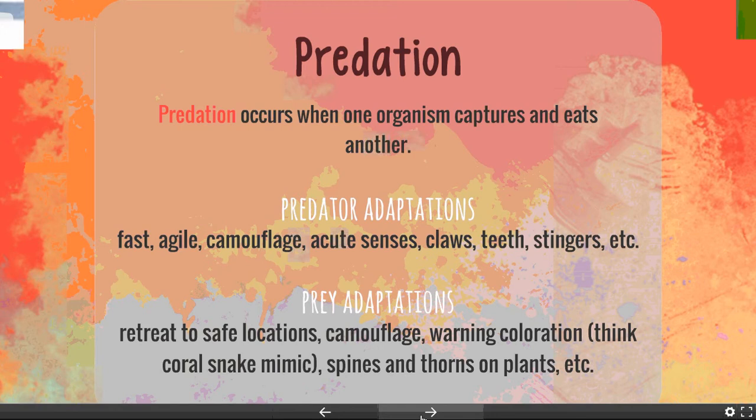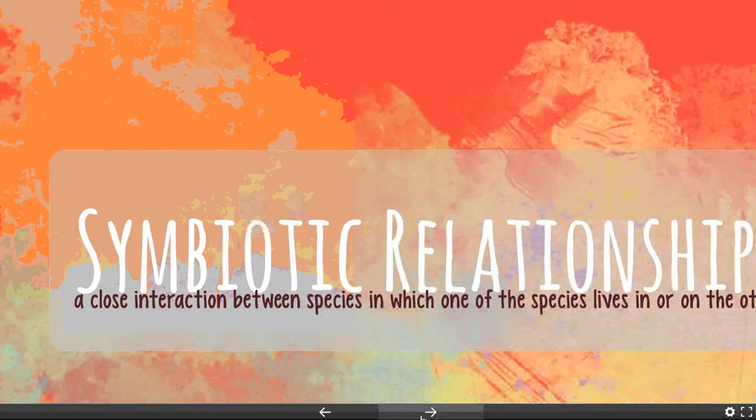And then prey have adaptations that allow them to retreat to safe locations. They also have camouflage that helps them hide. There's warning coloration. So some organisms, like the coral snake, will mimic other snakes, so that way they look as if they are the poisonous one. And then also spines and thorns on plants.